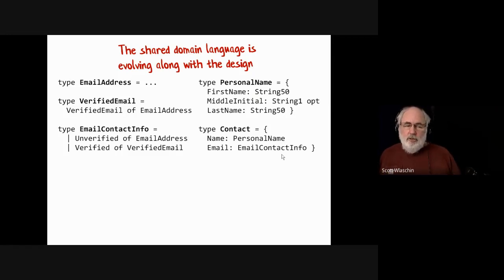And it turns out that the domain actually has a lot of different words. The domain experts have a concept of an email address. They have a concept of a verified email. They have a concept of a personal name. These are concepts which are important to capture in your code.